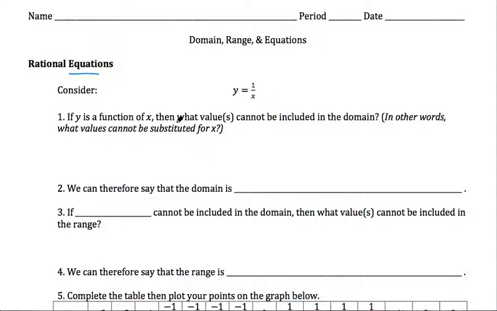If y is a function of x, then what values cannot be included in the domain? What values can I not substitute in for x? So what would make this a problem? You can think I could put 1, I could put 2, I could put 3, decimals, I could put a half in there, I could put 0.5 in there. But the thing I cannot put in there, hopefully this came right to your attention, was 0. You can't put 0 in there because that creates division by 0. So we could therefore say that the domain is all real numbers except 0. Since we can't divide by 0, 0 can't be x. That's not part of our domain.